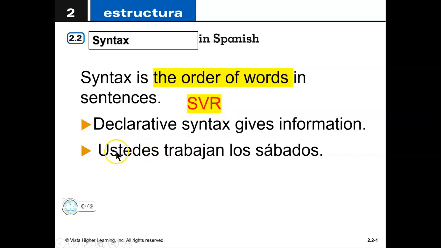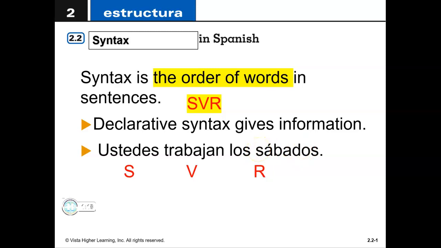Here's an example. We have ustedes trabajan los sábados. Ustedes is our subject, trabajan is the verb, and the rest of the information, on Saturdays, is our remainder. So the remainder could be all that extra information that we can get from a sentence. In this case, when you all work, on Saturdays. Maybe it's who you work with, con tus amigos, with your friends, or where you work, en Dylan's, at Dylan's. So that extra information goes on the end.